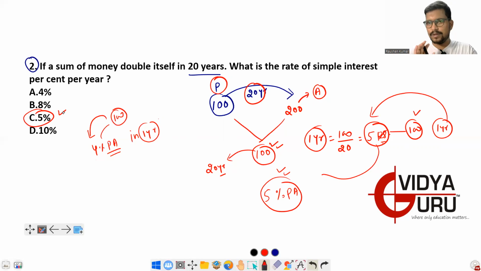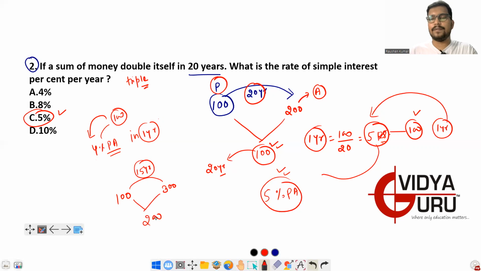I hope you got this concept very well. Now see, there will be a different type of question with this concept as well. If a sum of money doubles itself, let it be, if it is written triple instead of double, you can assume 100 becomes 300, and let it be in 15 years. You can say in 15 years 100 becomes 300. So how much interest will it be?